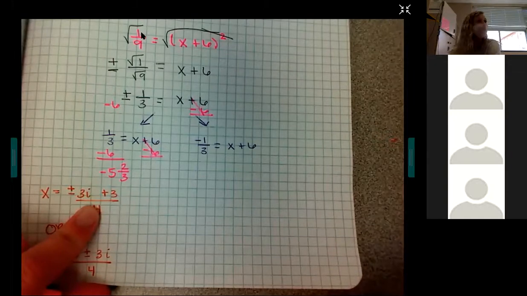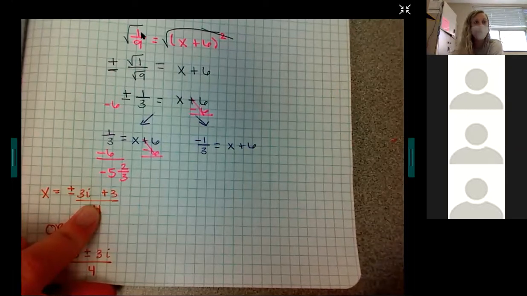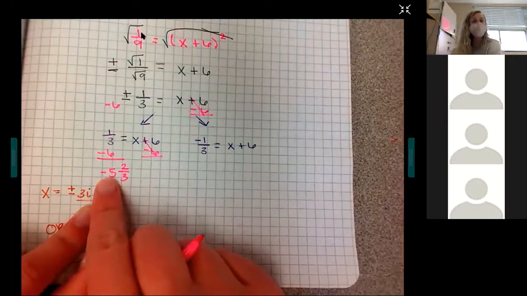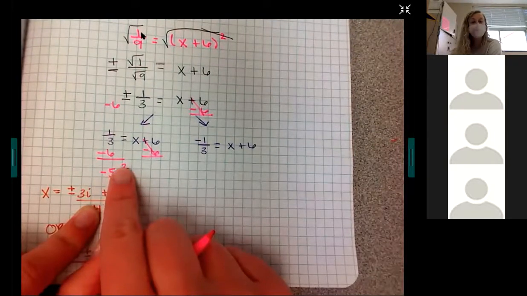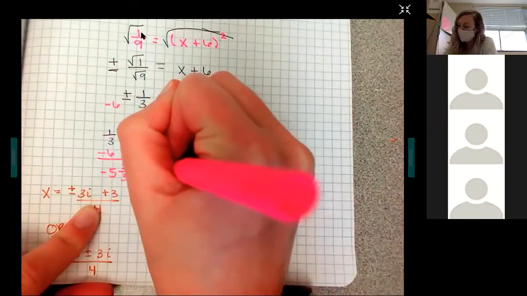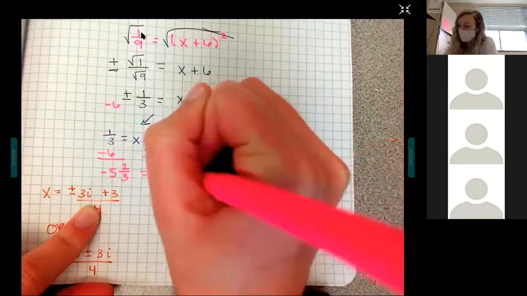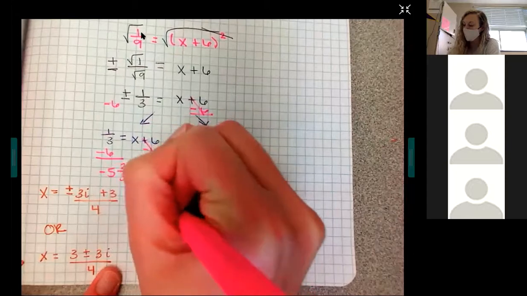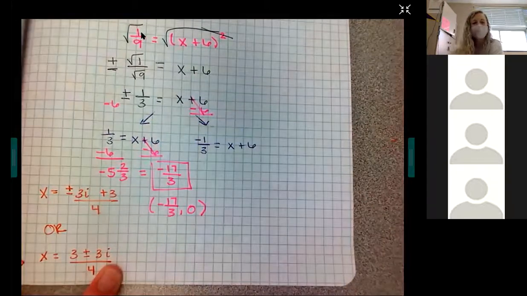You can type in a mixed number to Delta Math. What if we don't want to leave it as a mixed number? How do you turn that back to an improper fraction? This is elementary school. Good. 3 times 5 is 15, plus 2 is 17. So this is the same thing as negative 17/3. So that's the first option. And remember, you would write it as an ordered pair if it asks for x-intercepts.